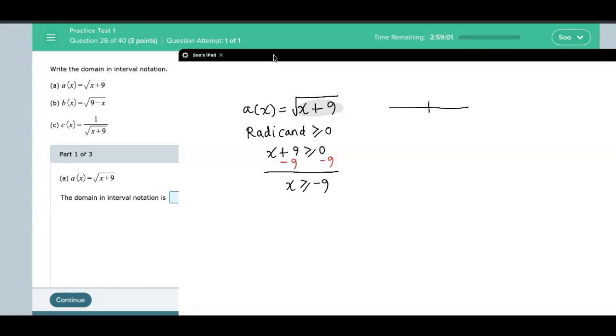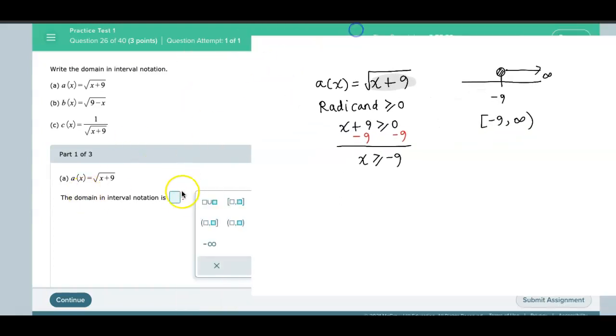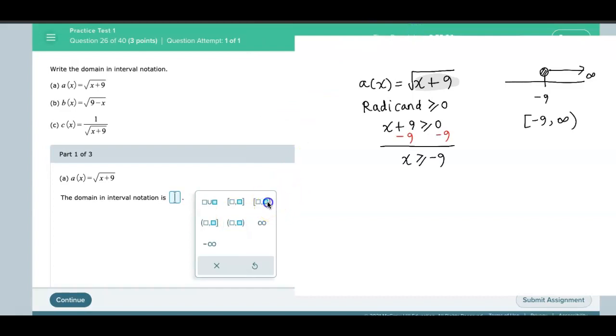Now they want the interval notation, so let me go ahead and graph it. Filled in circle because it has greater than or equal to, because of this equal to sign. And because it's greater than or equal to, we're going to go to the right side, to the big side. If I do that, I can see I will be going to positive infinity. So the domain will be square bracket, negative 9, positive infinity. So that will be the domain for the first one. Let me write that down. Square bracket, you know why? Because it was greater than or equal to, not just greater than. So I need my square bracket there.